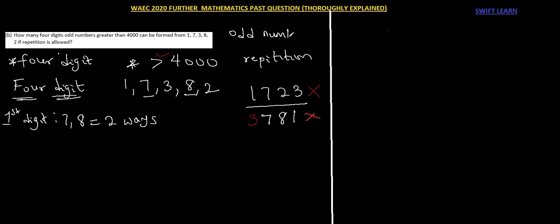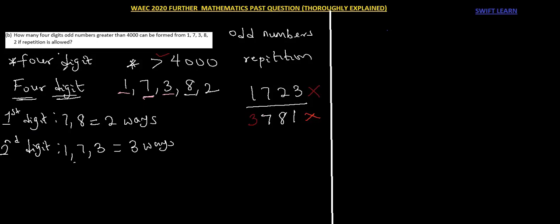Now, how many numbers are odd numbers for the second digit? As you can see, we only have 3 numbers that are odd: 1, 3, and 7. So the rest are even numbers. So for the second digit, considering odd numbers, we have 1, 7 and 3. That means it can be formed in 3 different ways.